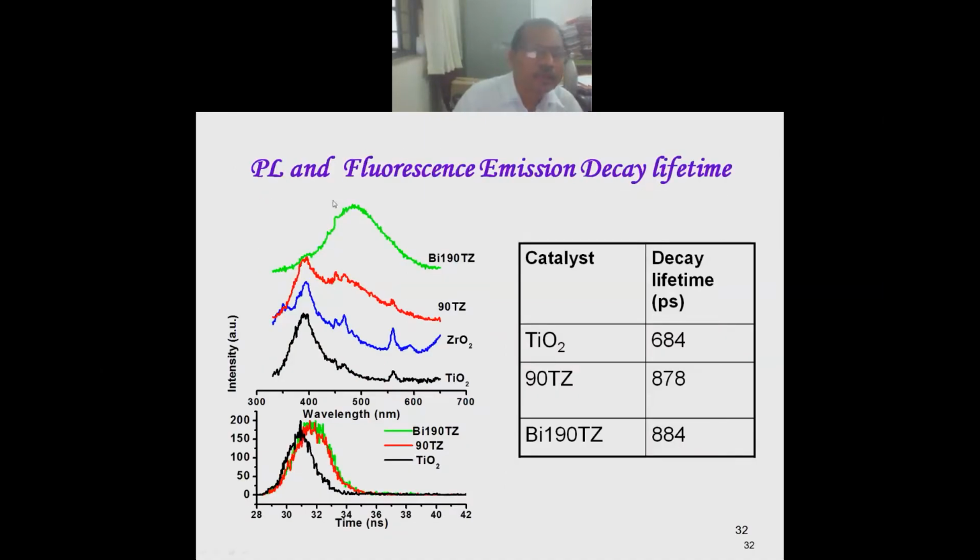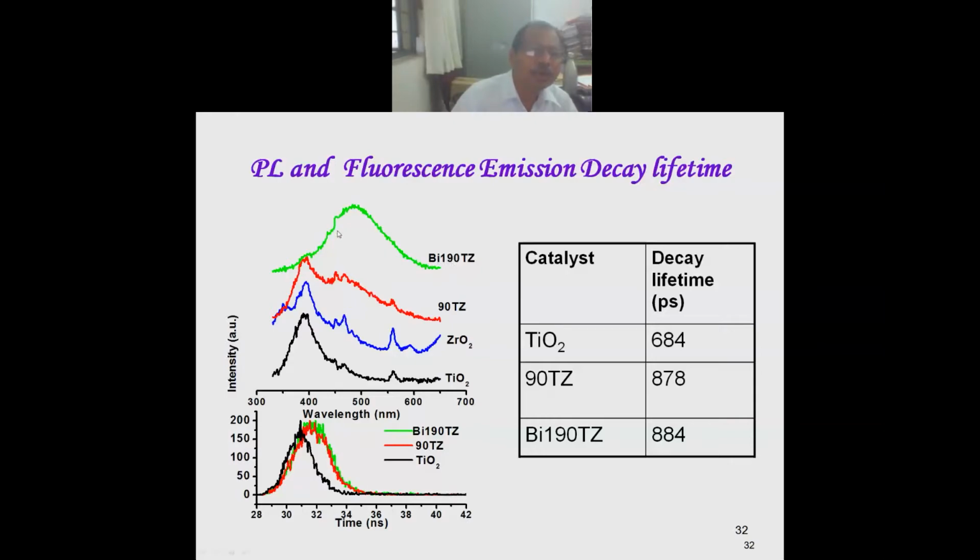This is again the photoluminescence spectra and fluorescence lifetime for the different bismuth-doped TiO2 and ZrO2. Again, a broadening of the peak is observed because of making a composite and then the addition of a dopant.